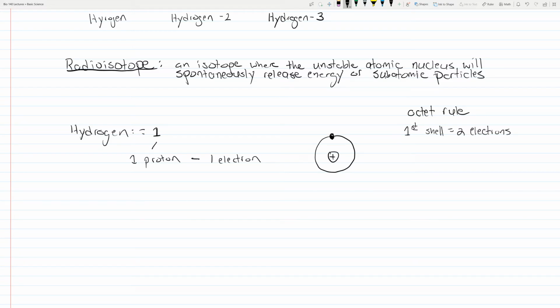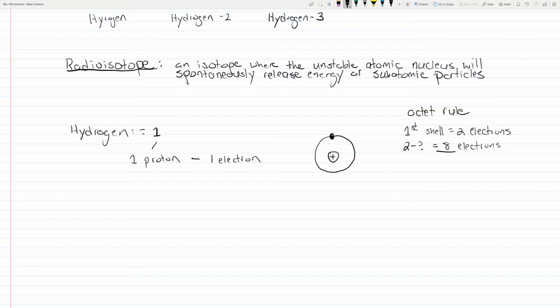Okay? 2 through whatever you want equals 8 electrons. And that's where we get the octet rule. It is 8. So all you have to remember is the first shell, 2 electrons. Every other shell after that, 8 electrons.